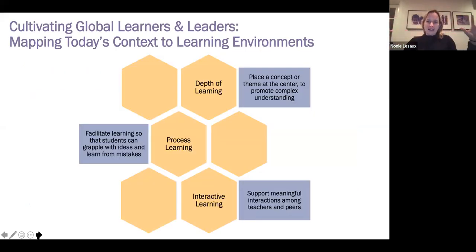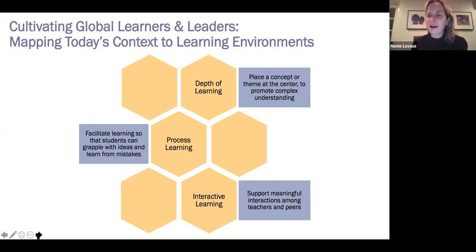Big picture again, on the visioning and design principle, we're going for depth of learning, right? Where we're placing concepts or themes at the center. We're going to promote that complex understanding. That drives into what I think of as process over mastery, that we are going for process learning, where students are in environments that I think of as facilitated, and they are grappling with ideas and learning from mistakes.